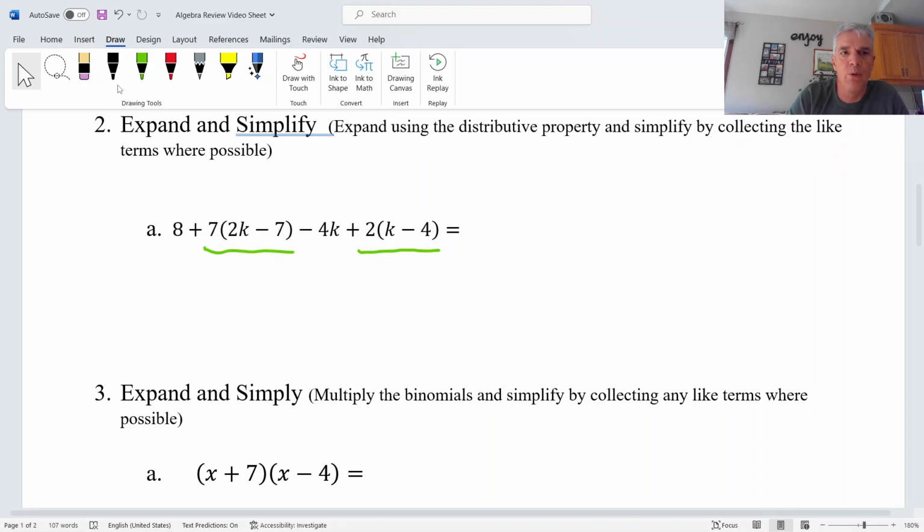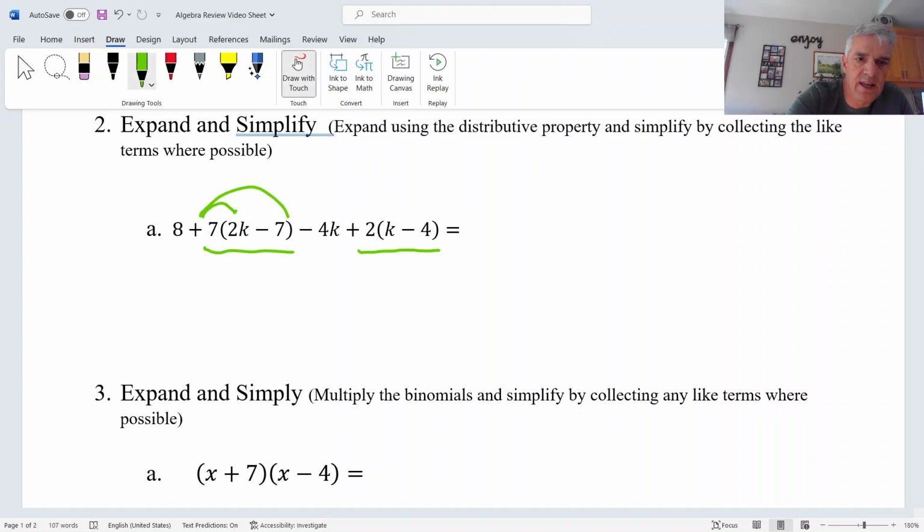And so typically what we do here is we take the 7 and we apply it into each of these. You'll notice that the plus 8 out front doesn't affect it. And the same thing will apply over here, the minus 4 will not be impacted. It'll just be the 2 times the k and the 2 times the minus 4. And so these two terms, the 8 constant and the minus 4k, will just be rewritten in this expression, and then we will collect them later.